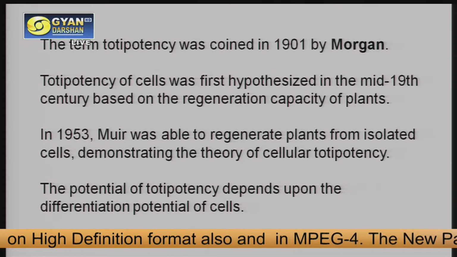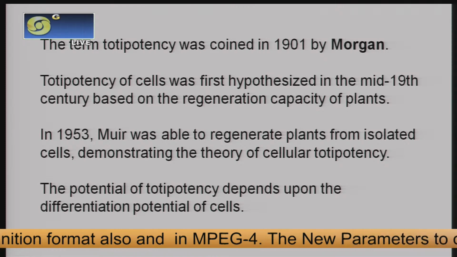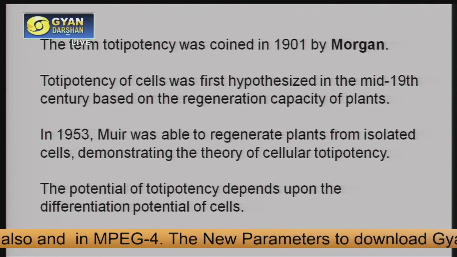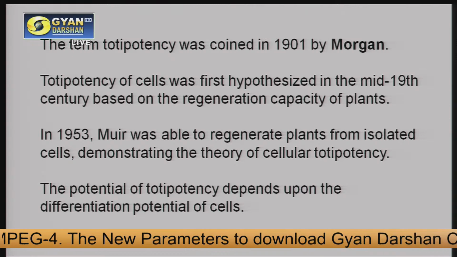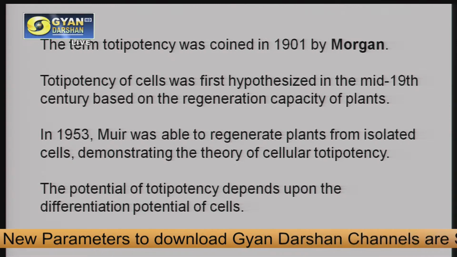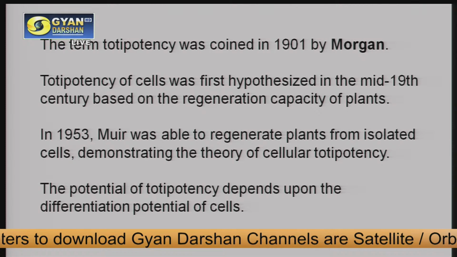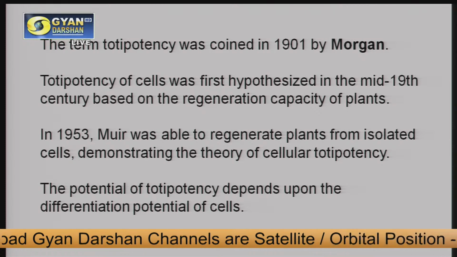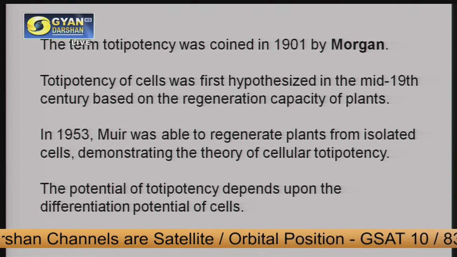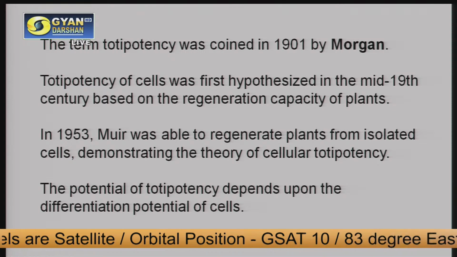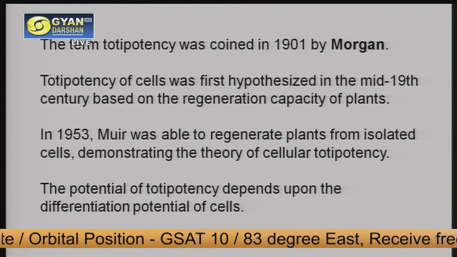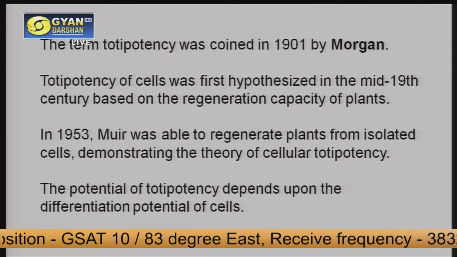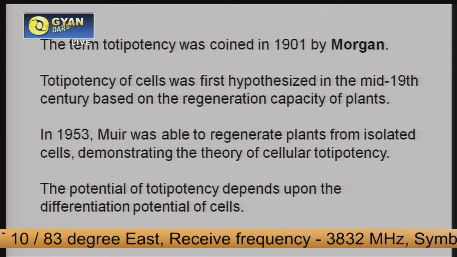So this is a very unique property of any plant cell, and this term was given by Morgan in 1901. Later on, other scientists used this potentiality to develop different plants from different plant species by isolating certain plant cells and growing them in the culture medium.